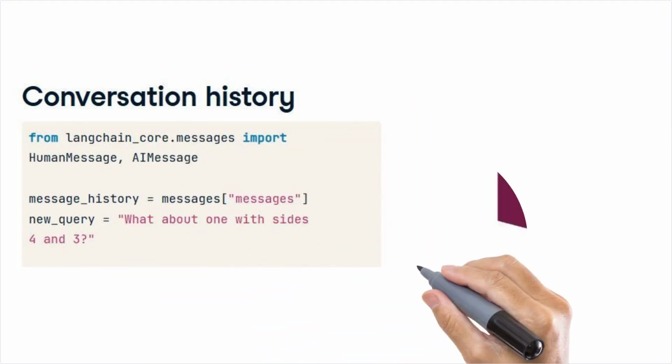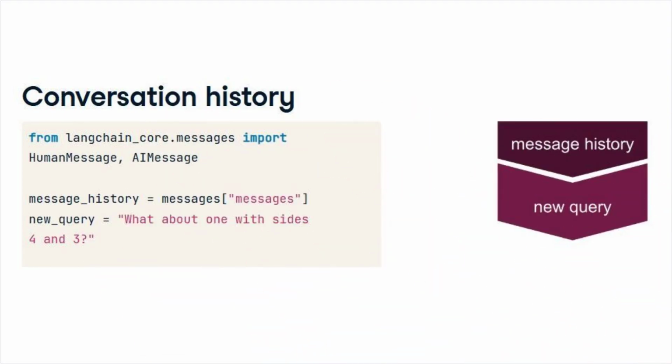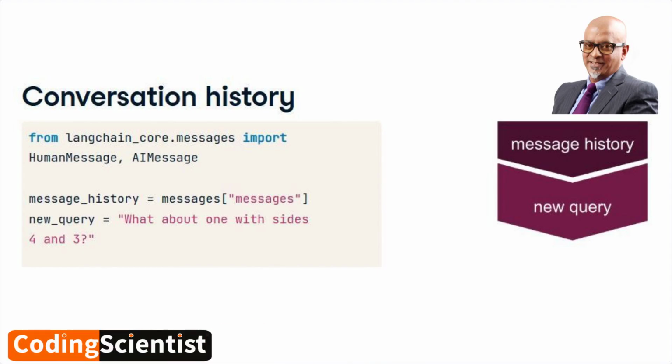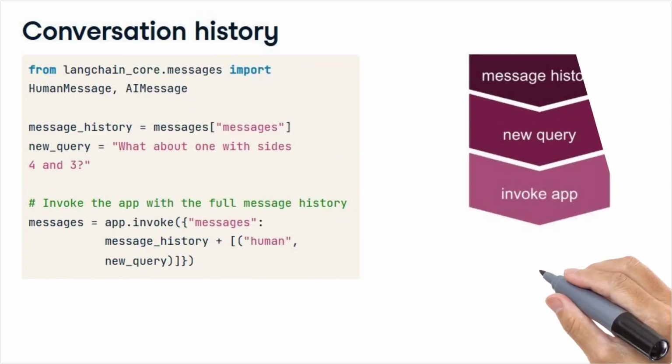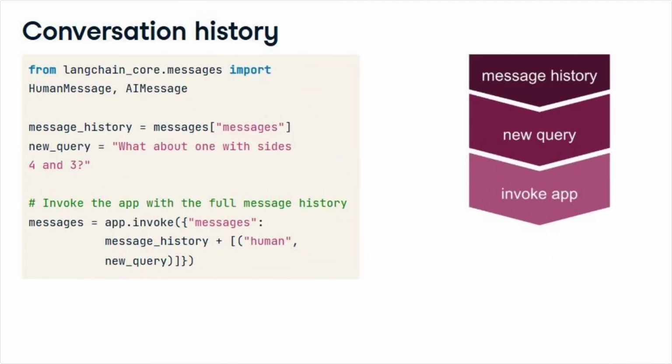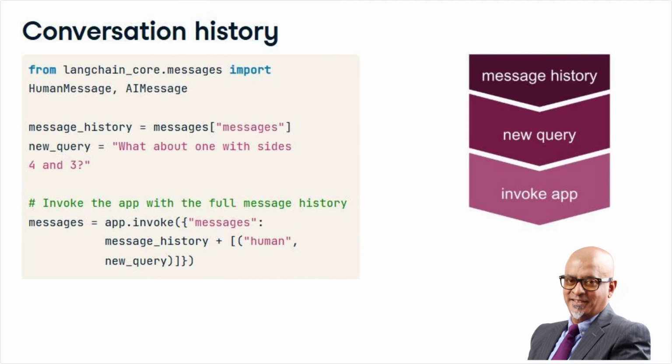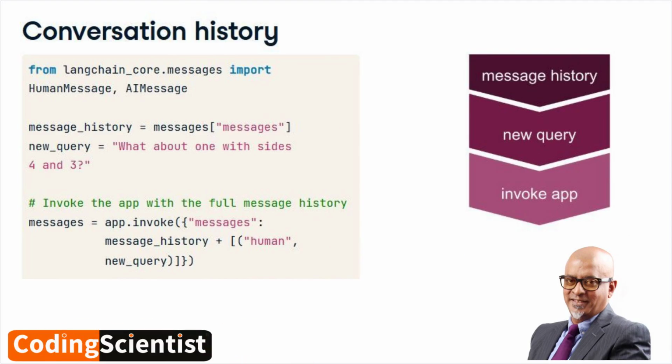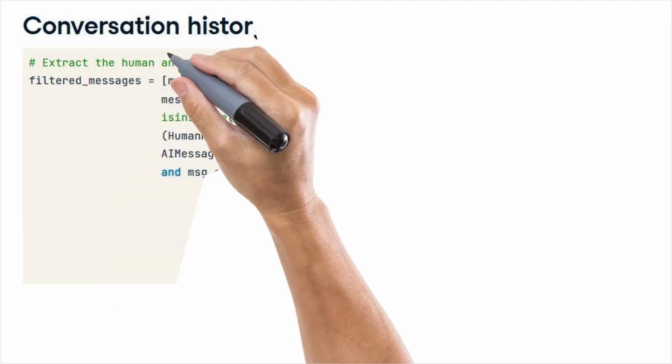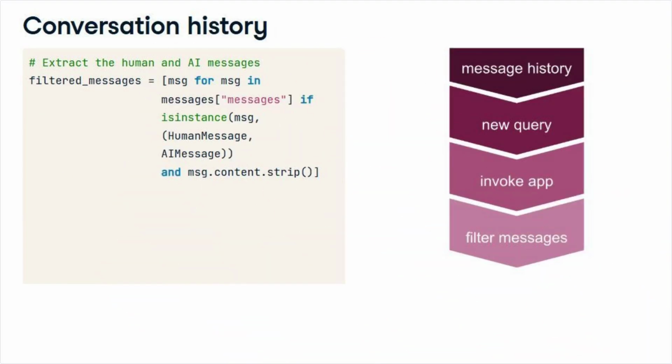Next, we'll define a new query that will ask a new question without providing any additional contextual information. Here, we want to know the area of a new rectangle with different dimensions. Next, we'll invoke the app object again, this time passing both the message history and new query to the agent within a dictionary. We'll then filter out only the relevant messages from the agent's response.